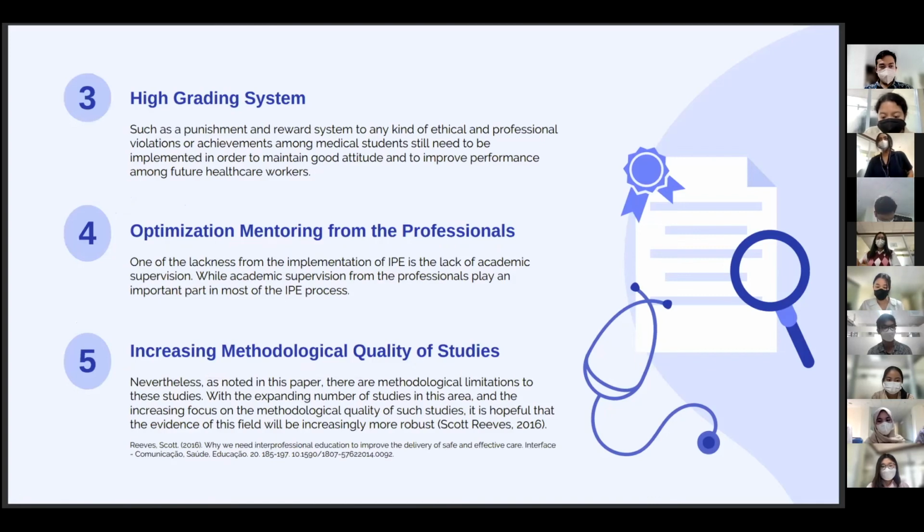The third is a high grading system. This method still needs to be improved in order to maintain good attitude and to improve performance among future healthcare workers. The fourth is optimization of mentoring from the professionals. Academic supervision from the professionals plays an important part in the IPE process, while nowadays the implementation is lacking. So optimization in mentoring from the professionals should be taken as a way to improve IPE. The fifth is increasing the methodological quality of studies. From the research that Scott Reeves had done, there are methodological limitations in the IPE process. Increasing the methodological quality of such studies may hopefully make the evidence of this field more robust.